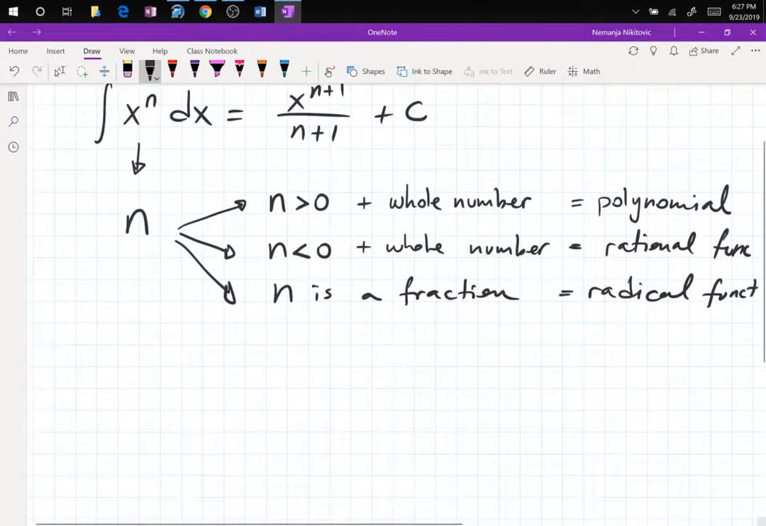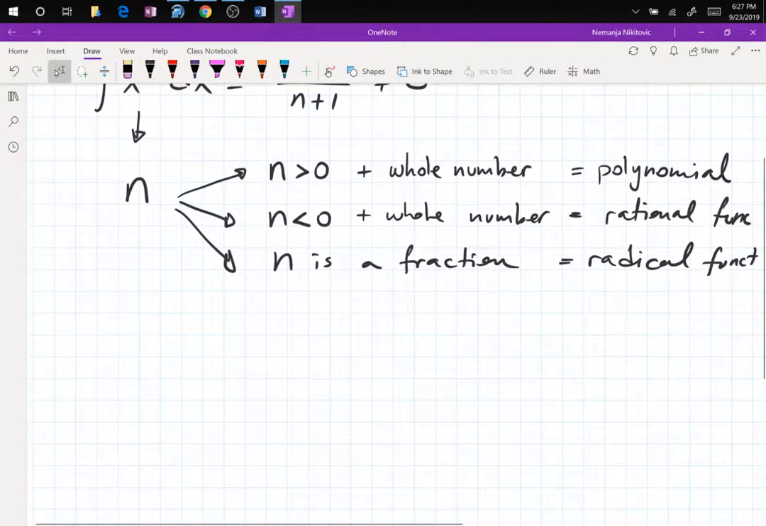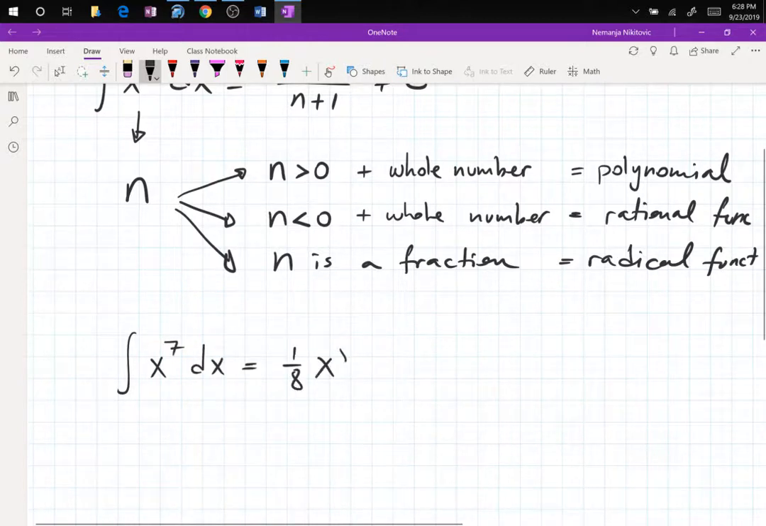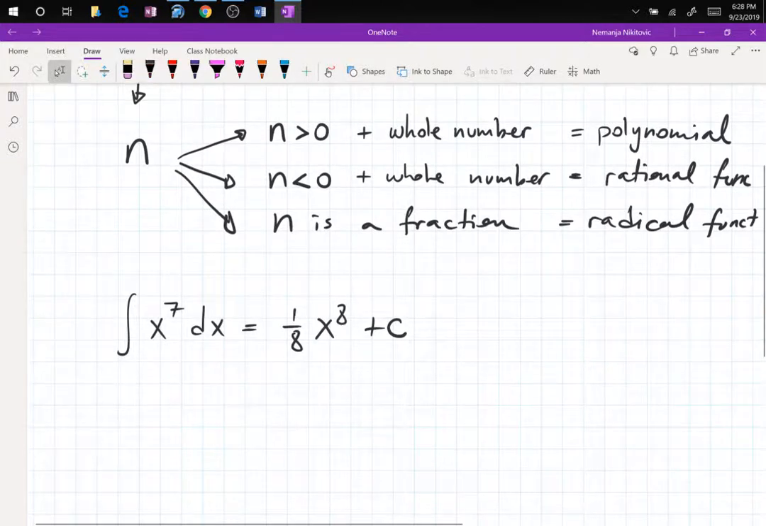So the 3 examples over here would be integral x to the 7 dx, which is going to give us 1/8 x to the 8 plus c. So when you have a polynomial, it simply increases the power, divide by the same value, and you're done.